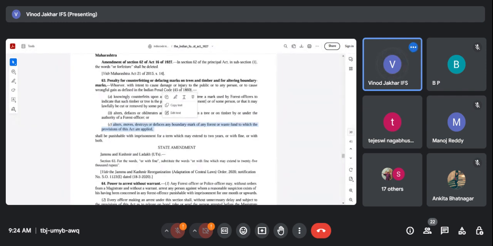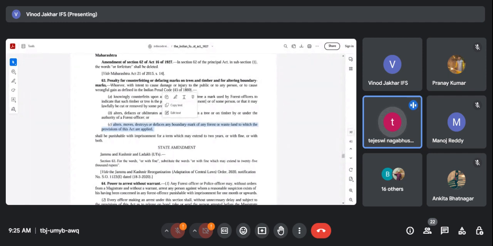Yes, sir. Non-bailable offenses are dangerous offenses, which include killing of any of the Schedule 1 animals. So what is the difference? In a bailable offense you can get a bail; in a non-bailable offense you cannot get a bail. But at what stage? Sir, normally in CrPC, bailable offenses mean that at the police station itself we can get a bail.